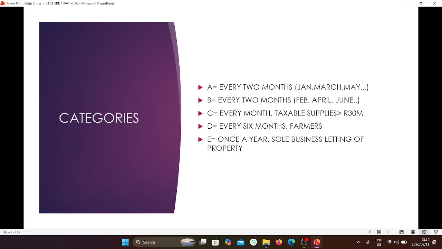There's a category A, and category A have to submit their VAT returns every 2 months starting from Jan. So it's January, you skip a month, March, skip a month, May, you skip a month, so on and so on. And then category B is also every 2 months starting from Feb. So it's Feb, you skip a month, April, you skip a month, June, you skip a month, so forth and so forth. Category C is every month.